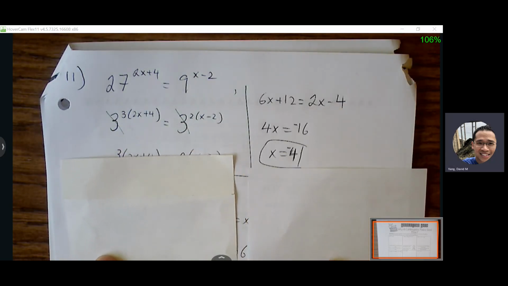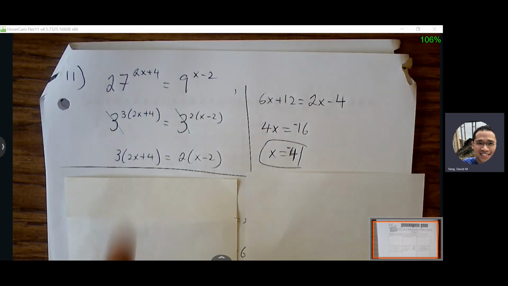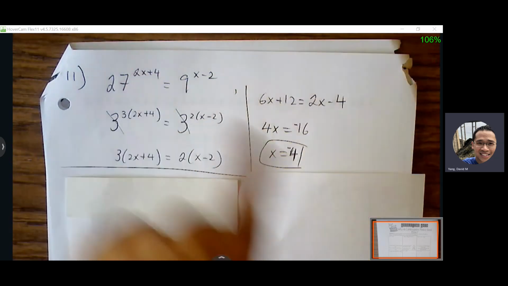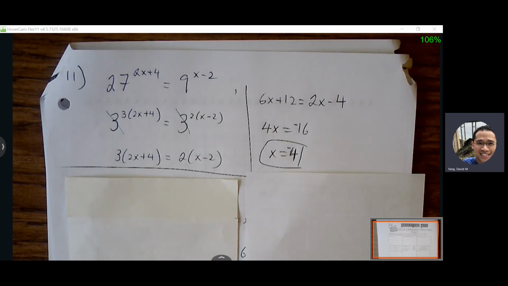Again, once you're dealing with an exponential equation, there's no need to test for extraneous solutions, right? You're only dealing with extraneous solutions if there's a log expression to begin with.